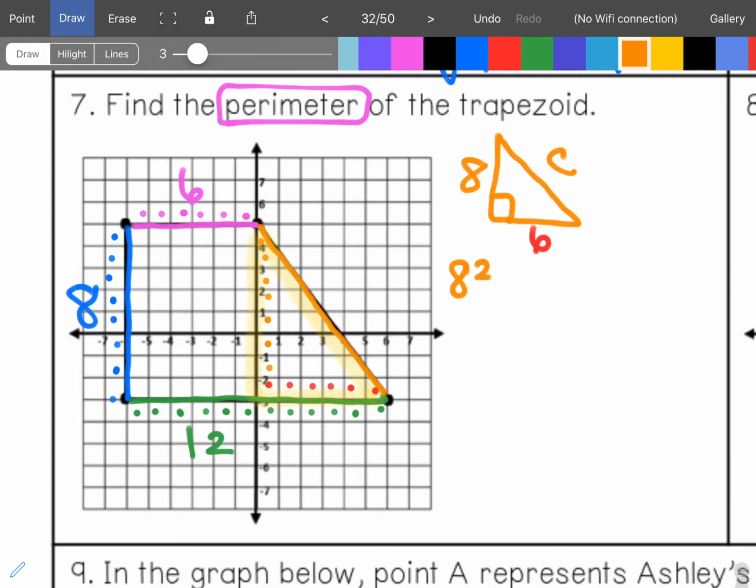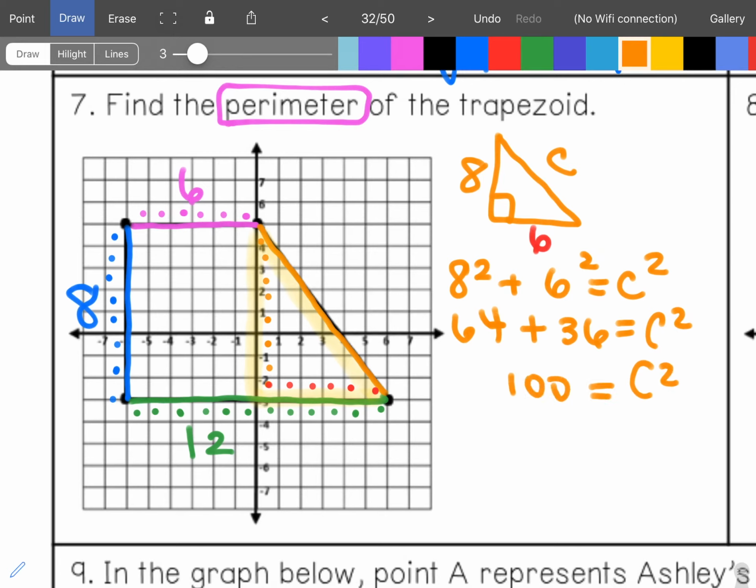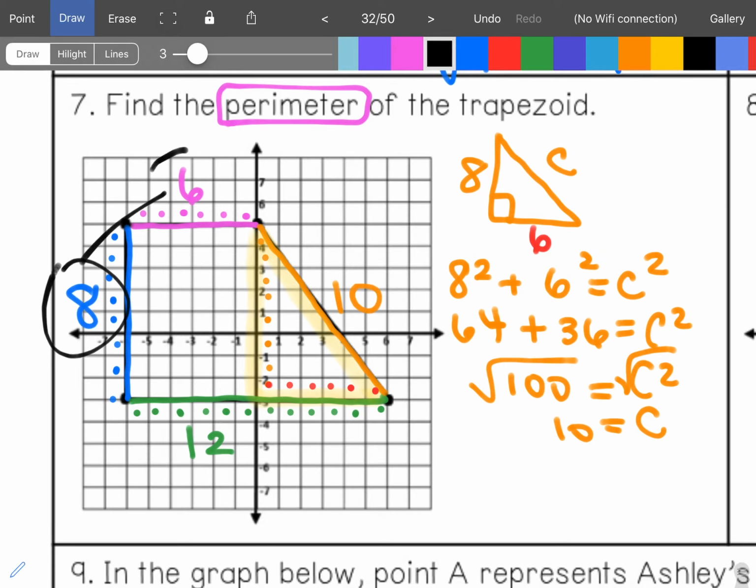So if we do 8 squared plus 6 squared equals C squared, we get 64 plus, what's 6 squared? It'd be 36. Add them together. What do you get? 100. And then take the square root. Well, what's the square root of 100? What times itself is 100? It's 10. So we put the 10 right there on that side, and now it's really easy to see, okay, I've got to add all of these sides up so that I have my perimeter there.